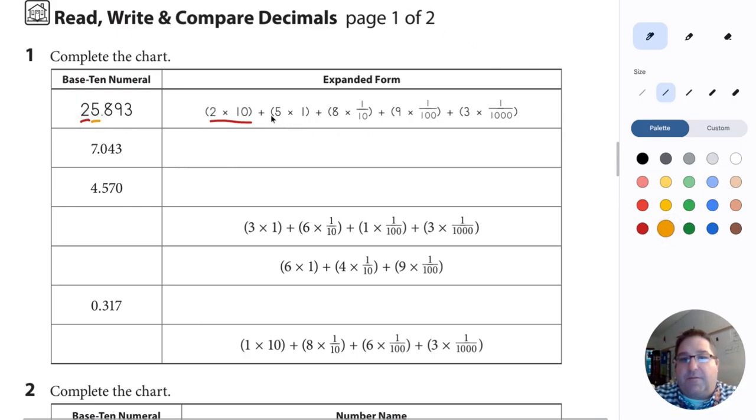The 5 times 1, that's 5, right? Then 8 tenths, that's 8 times 1 tenth. 9 hundredths, that's 9 times 1 hundredth. And 3 thousandths, that's just 3 times 1 thousandth. That's all we're doing. So let's look at this first one here, 7 and 43 thousandths.